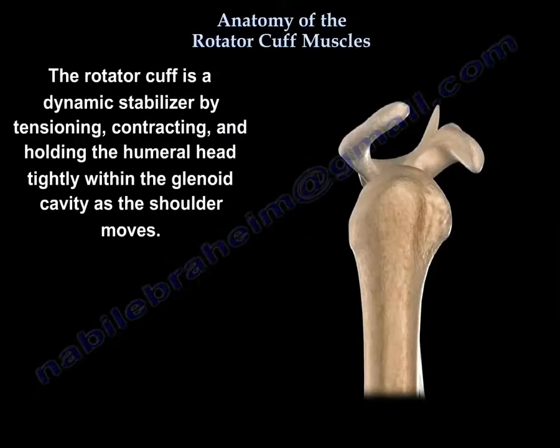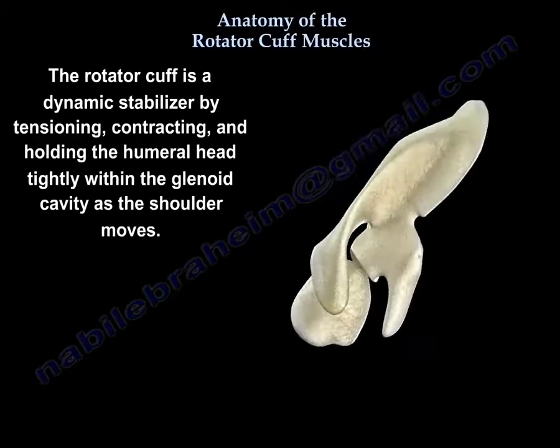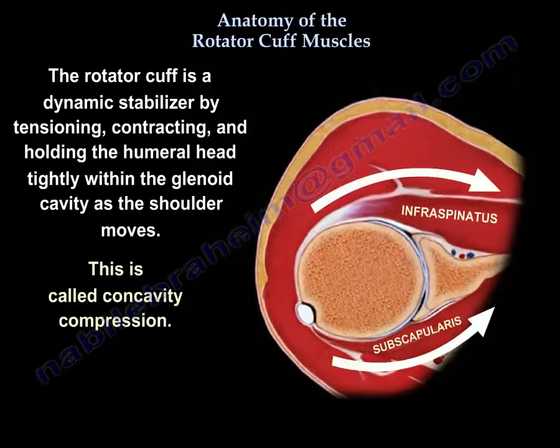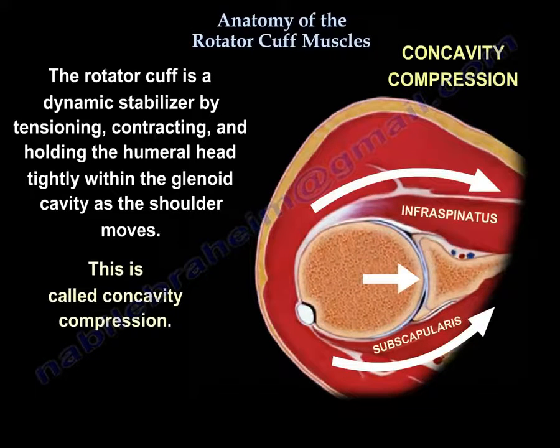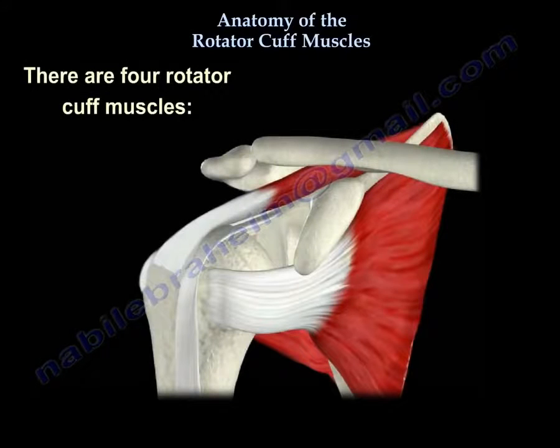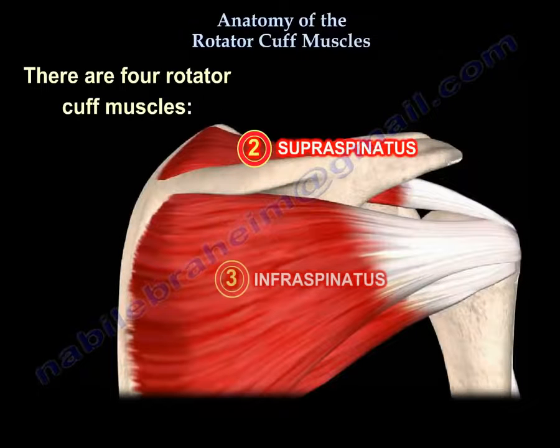The rotator cuff is a dynamic stabilizer by tensioning and contracting and by holding the humeral head tightly in the glenoid as the shoulder moves. That's called concavity compression. There are 4 muscles: the subscapularis, the supraspinatus, the infraspinatus, and the teres minor.